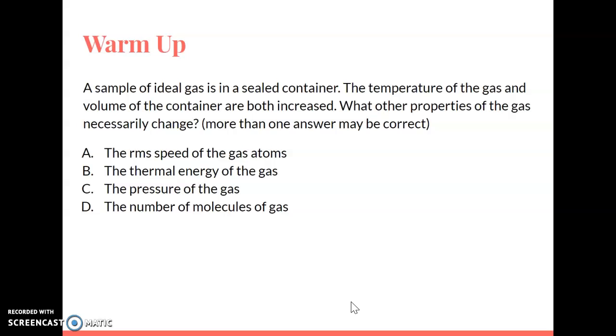C could be correct under some situations. We don't know, so it's not necessary that that's going to change. And then finally, the number of molecules, we know that actually is not going to change because it's a sealed container.